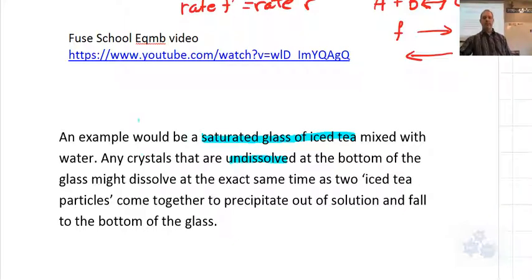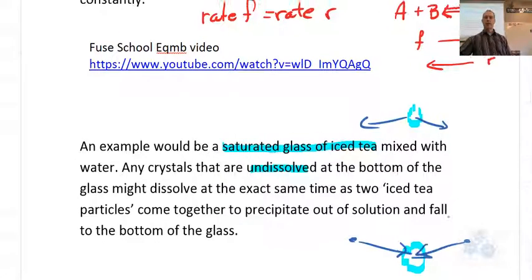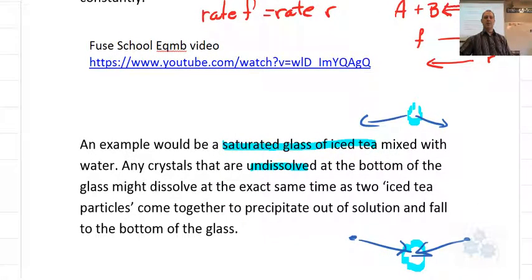So it might look like nothing's happening, but what's happening at a microscopic level is that the sugar particles are dissolving. They're breaking up and going into solution at the same time that two of these little dissolved particles are coming together to form the larger sugar crystal again. So the dissolving and the recombining are happening at the same time at the same rate.